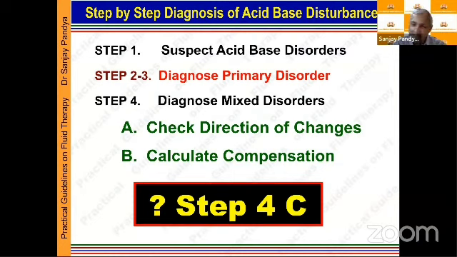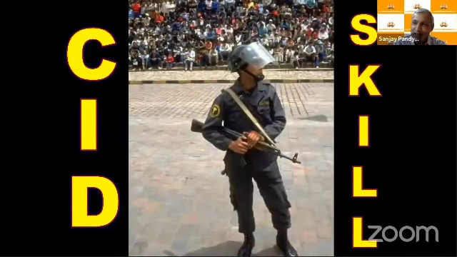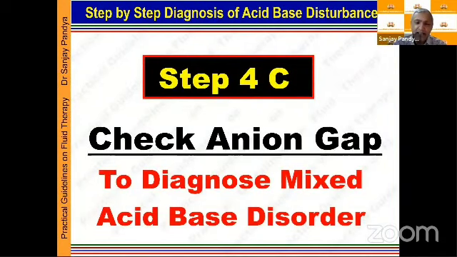Now, what comes next? See, everything is done. Now comes the special skill to diagnose mixed disorder, and that is the CID skill. So what is the CID skill to diagnose mixed disorder? The answer is to check the anion gap. Check anion gap to diagnose mixed acid-base disorder.